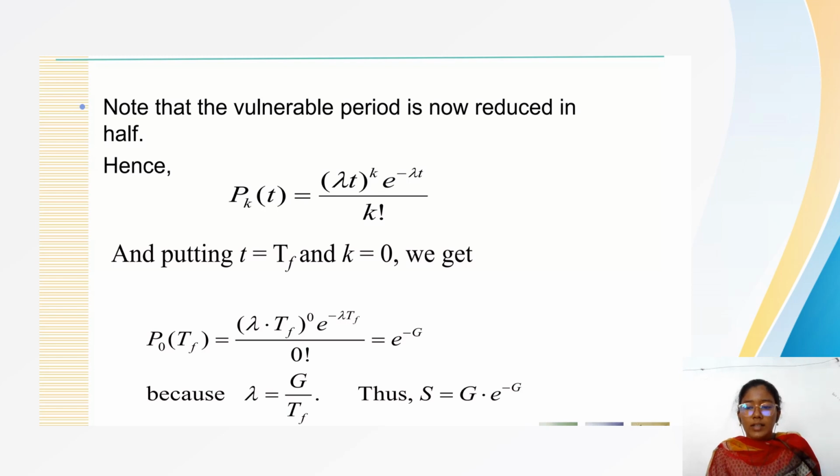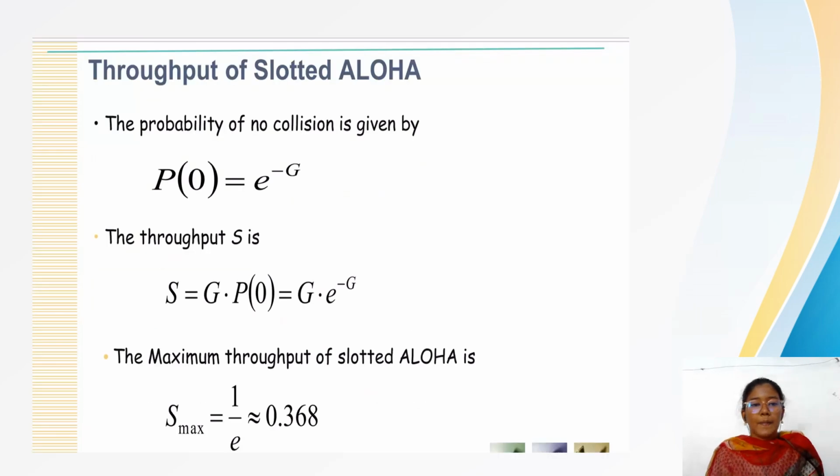The throughput is S = G·e^(-G). The probability of no collision is given by P(0) = e^(-G), and the throughput is S = G·P(0) = G·e^(-G). The maximum throughput of slotted ALOHA is S_max = 1/e, that is 0.368, about 36%.